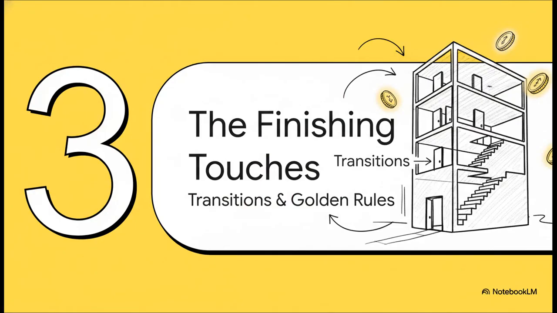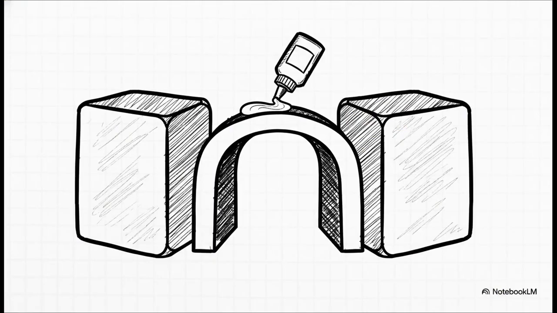So the main floors are built, but a building isn't finished yet, right? You need the hallways and staircases to connect everything. And of course, the whole thing has to be up to code. That's where transitions and a couple of golden rules come into play. Transition words are literally the glue that holds your whole essay together. Or think of them like the hallways and staircases that guide your reader from one room or one idea to the next. Using words like furthermore or however or as a result just makes your argument flow so much better. It feels smooth, not choppy.